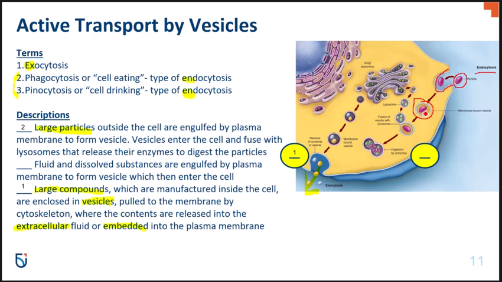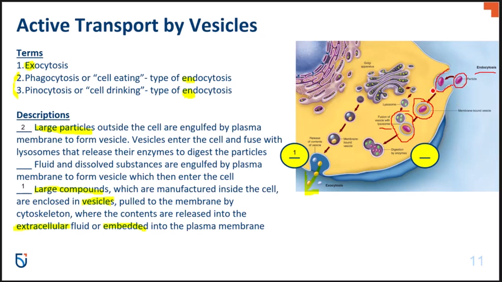Now, let's say this was something that was foreign or something bad that we wanted to break up. Then it would fuse with a lysosome, and you can see that that fusion is happening here. And then that lysosome is going to mix its digestive enzymes and break down whatever substance that is. So that's an example of endocytosis.